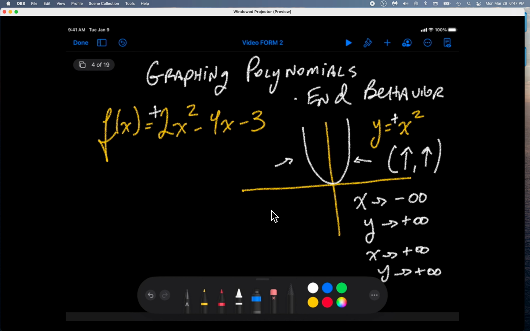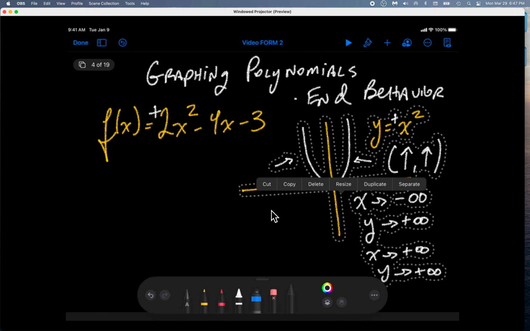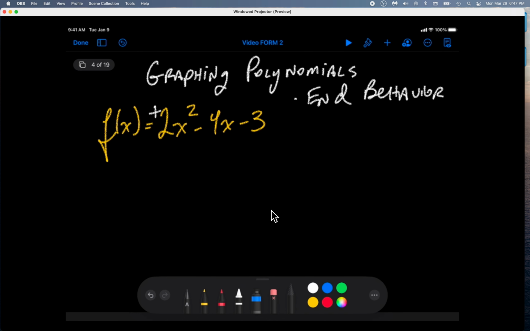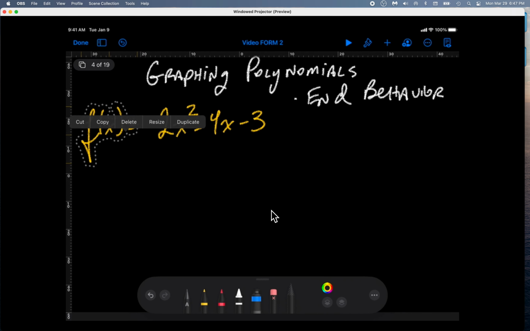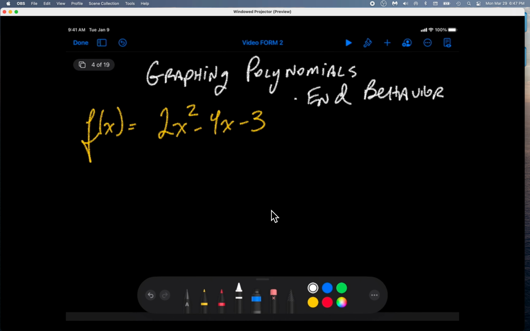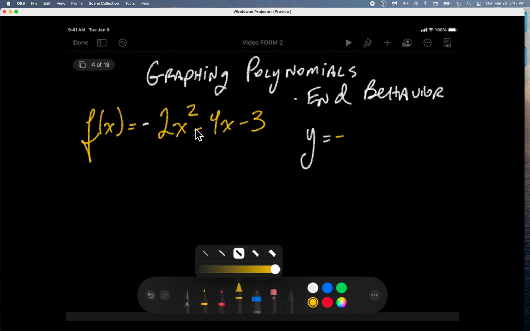Now, ladies and gentlemen, I want you to imagine for a moment that the polynomial that I provided to you was not y equals positive 2x squared, but rather y equals negative 2x squared. And let's talk about how that changes things. Okay, so I'm going to put a negative in here. Now, this graph is going to look like, in terms of its end behavior, y equals negative x squared.